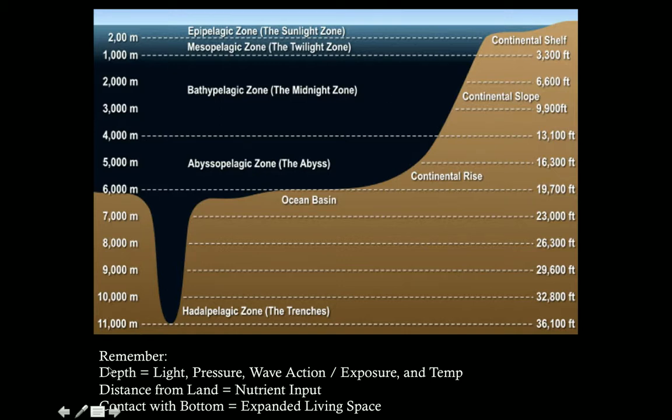So here's our remembering what we want to remember. Depth, well, we talk about depth because it talks about light, the pressure that organisms are experiencing, whether or not they're experiencing wave action or if the tide would move away and they become exposed. And then, of course, temperature changes, and there may be salinity changes too. Distance from land is really important because that's a source of nutrients for primary productivity. And then contact with the bottom, well, that's expanded living space.